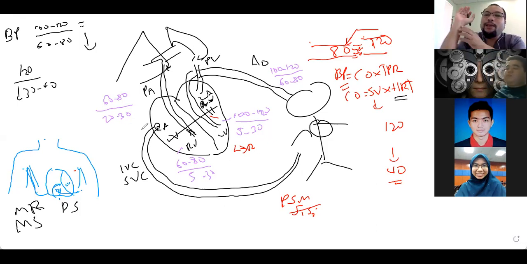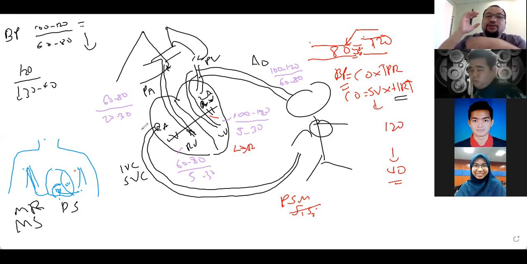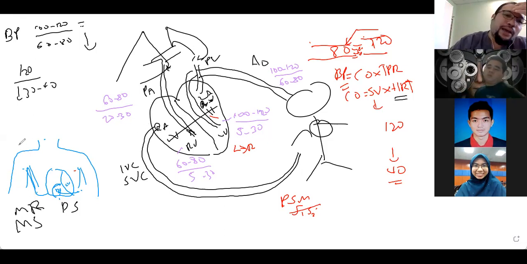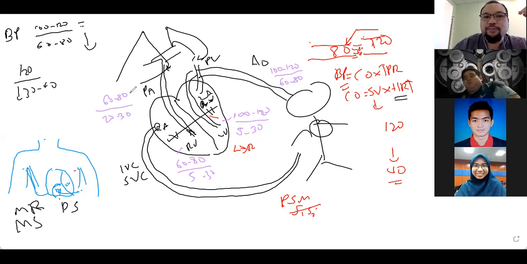Betul tak? Sebab PA ni daripada heart pergi ke lungs je. Kan? So your BP, you measure BP, it will not be affected. Tapi what happens to the PA pressure? Diastolic, systolic PA pressure, naik ke turun? Theoretically. Turunlah sebab kurang kan? Kurang blood through the, bila ada obstruction, blood akan kurang masuk ke pulmonary artery. So bila kurang, your PA pressure systolic akan reduce.